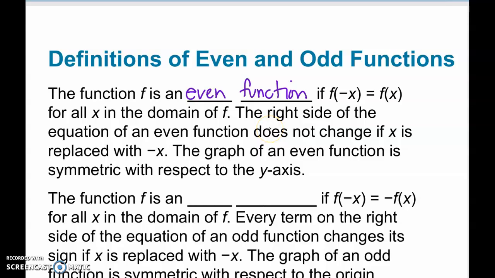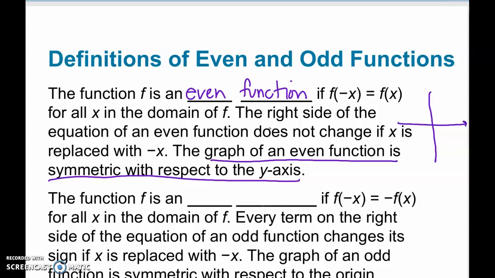The right side of the equation of an even function does not change if x is replaced with negative x. The graph of an even function is symmetric with respect to the y-axis. So that means there is symmetry with respect to the y-axis.